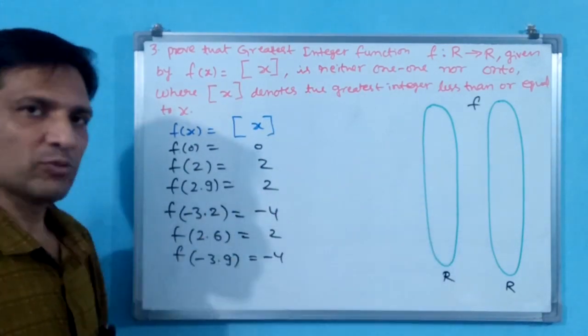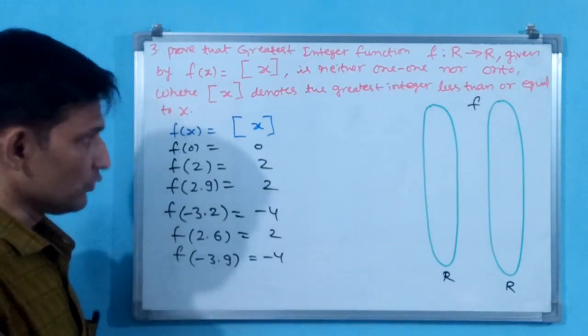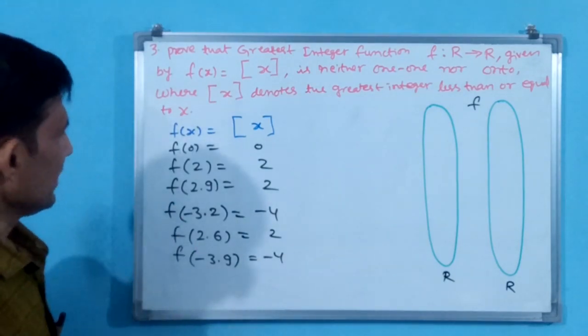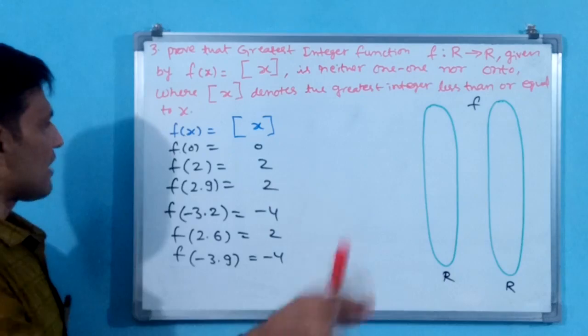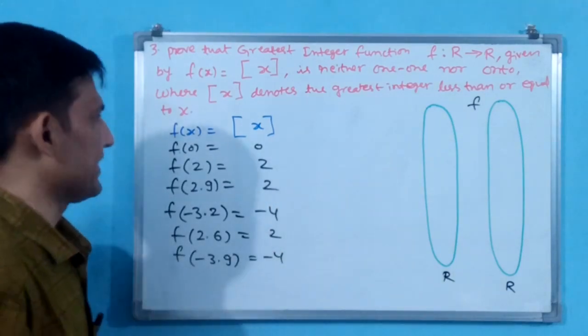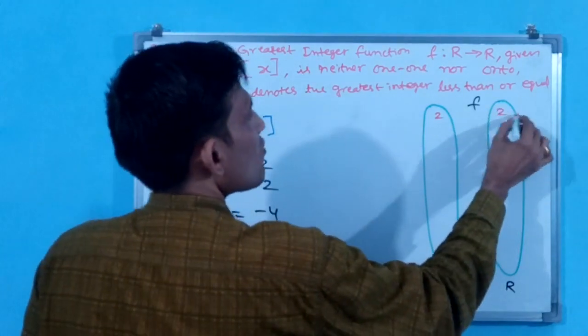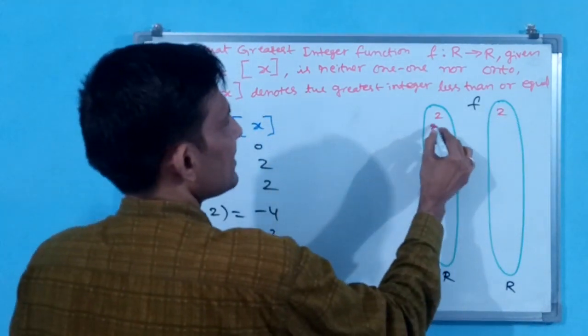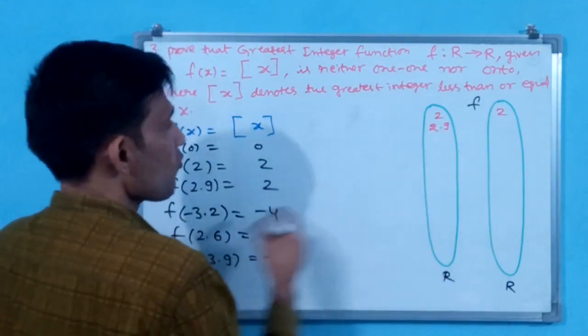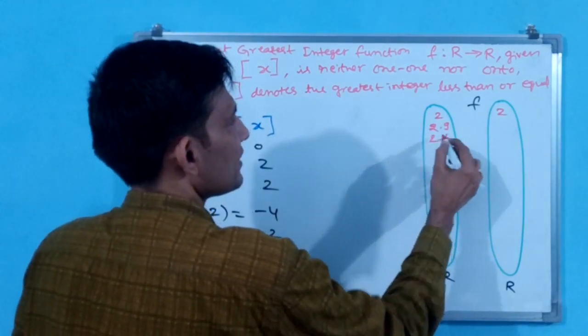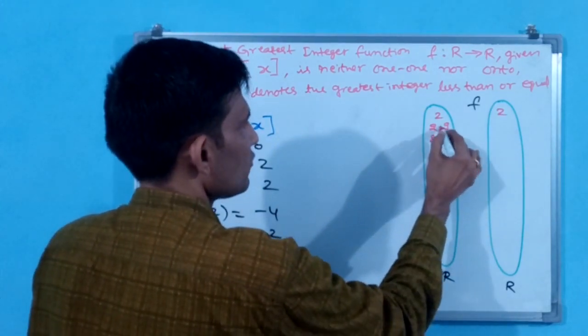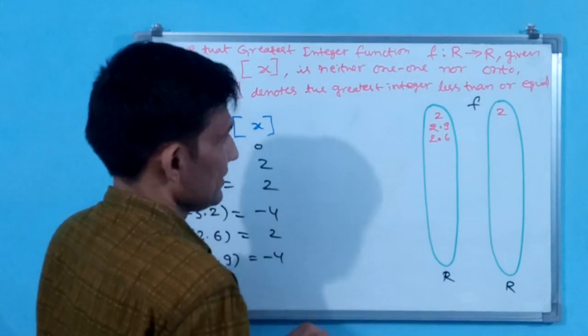Now based on these results we are going to draw the arrow diagram. You see how I am drawing. Okay. Now 0 to 0 I omit, 2 I will take. I am taking 2, 2.9, 2.6, and so on in the domain.